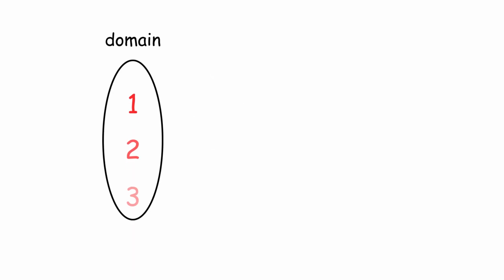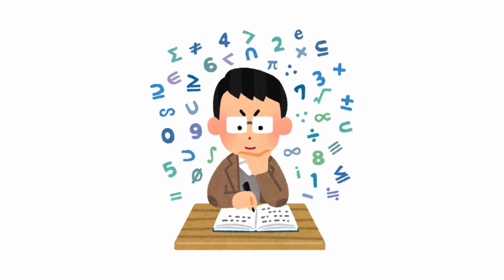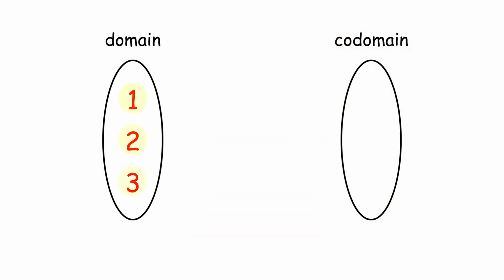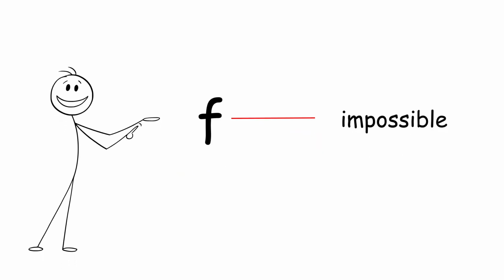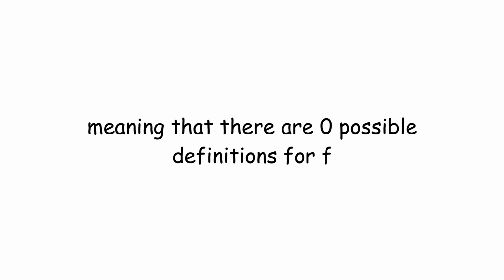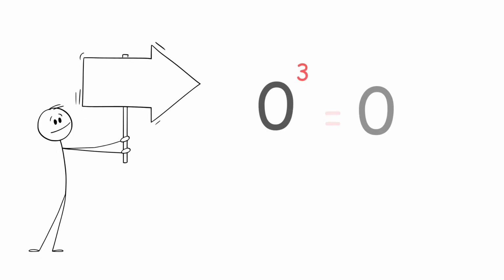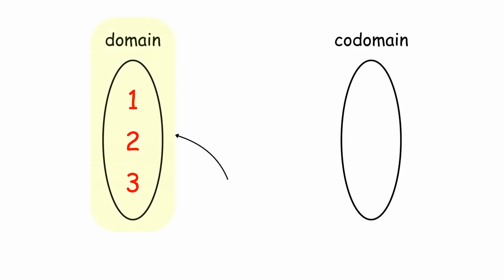What if the domain of f has 3 elements and the codomain has 0 elements? In that case, we run into problems trying to choose outputs for each input to map to, because there isn't anything in the codomain to choose. So coming up with any definition for f is impossible, meaning that there are 0 possible definitions for f. This corresponds to saying that 0 cubed equals 0. In general, you can't define a function from a non-empty domain to an empty codomain.